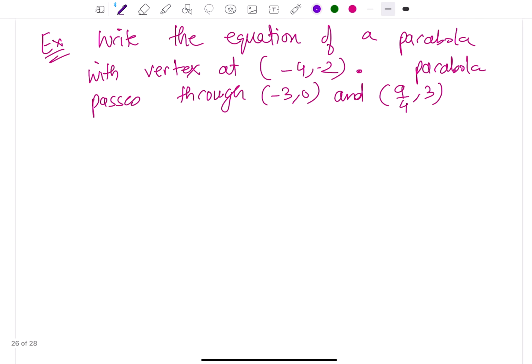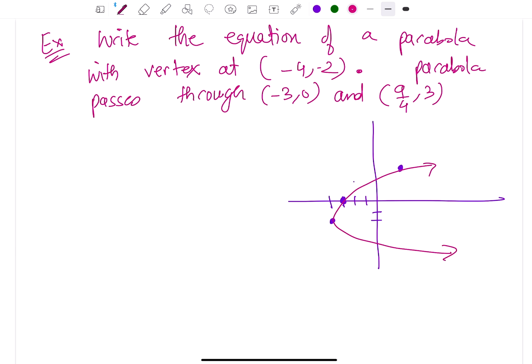One last example, write the equation of the parabola with given vertex and the parabola passes through these 2 points. So we're given the vertex is negative 4, negative 2, x is negative 4, and y is negative 2. Here's the vertex, and it passes through negative 3, 0, which is here, and 9/4, comma 3. 9/4 is like 2 point something on y, and x is 3, somewhere here. All right, so it looks like this parabola opens to the right hand side.